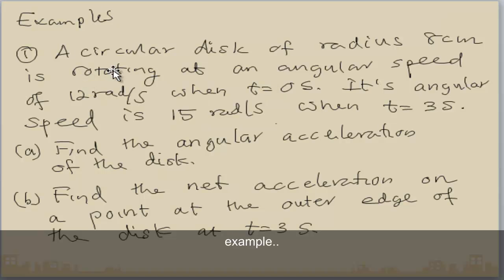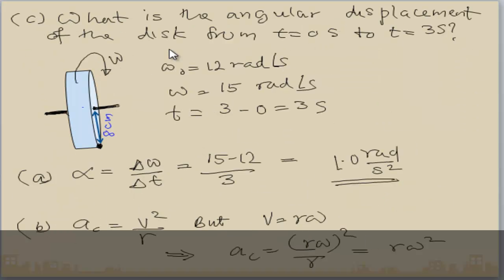Example 1. A circular disc of radius 8 centimeters is rotating at an angular speed of 12 radians per second when t equals 0 seconds. Its angular speed is 15 radians per second when t equals 3 seconds. Question A. Find the angular acceleration of the disc. Question B. Find the net acceleration on a point at the outer edge of the disk at t equals 3 seconds. Question C. What is the angular displacement of the disk from t equals 0 to t equals 3 seconds?